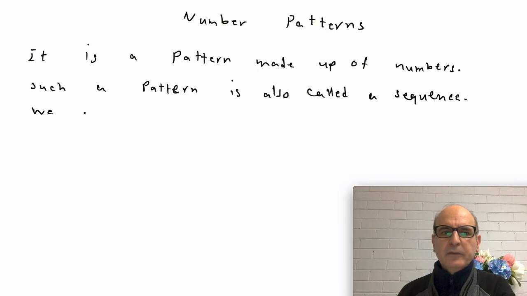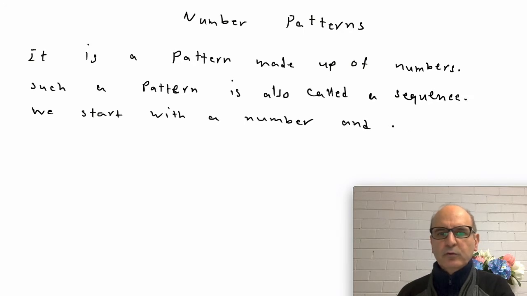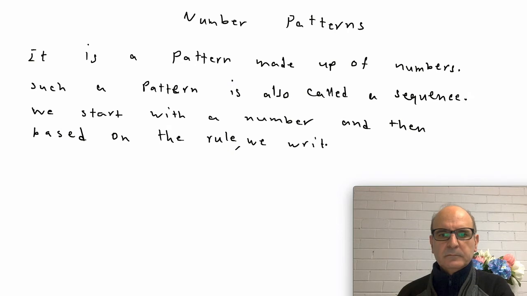We start with a number, and then based on a rule, we write the other numbers. Let's illustrate this with a number of examples.